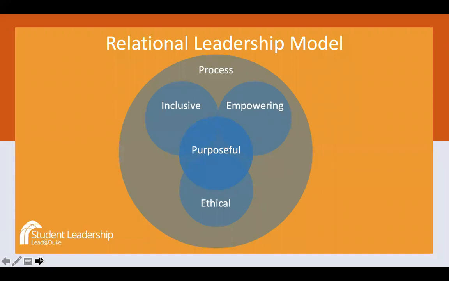This model includes 5 parts, 4 of which are encompassed by a focus on process. How a leader and group completes a task is just as important as the task itself. This is a very important shift in thinking about leadership from what we've usually been accustomed to. In addition to the process, this model also posits that good leadership is also ethical, inclusive, purposeful, and empowering. We'll define each of these parts and the ways you can change your leadership and ways your group can change their work to be more relational.